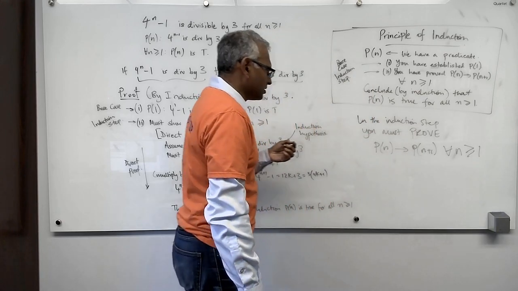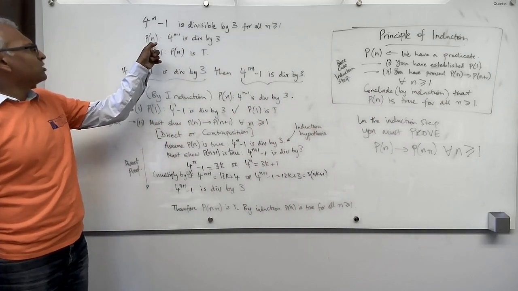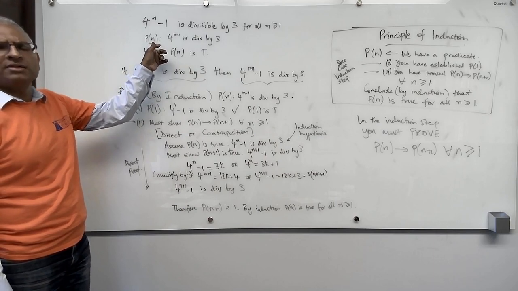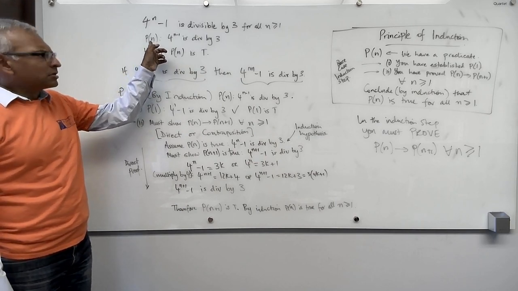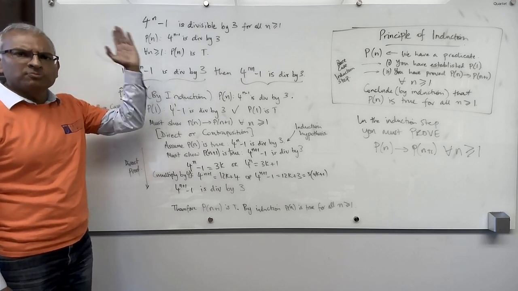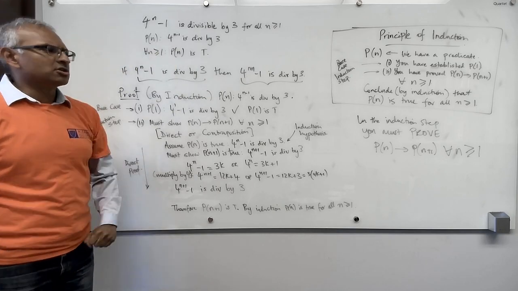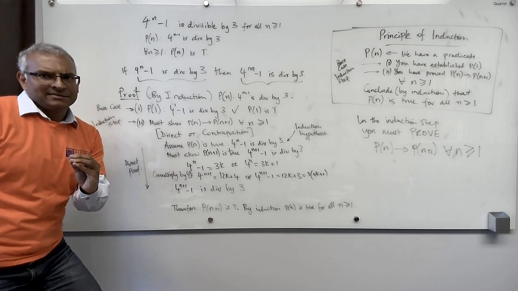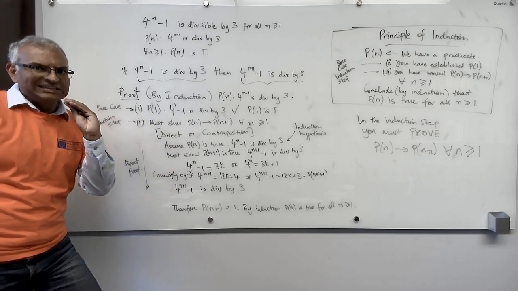So why don't I just forget about induction and just prove P of n for all n bigger than or equal to 1 from the get-go? Because that's also proving an infinite number of things. Prove P of 1, prove P of 2, prove P of 3, using a general n. Okay. And that is the power of induction.